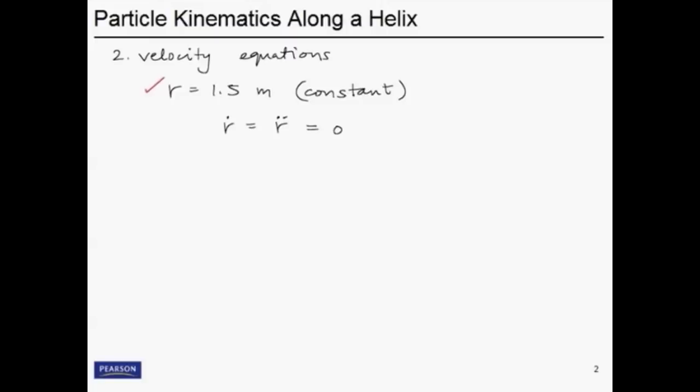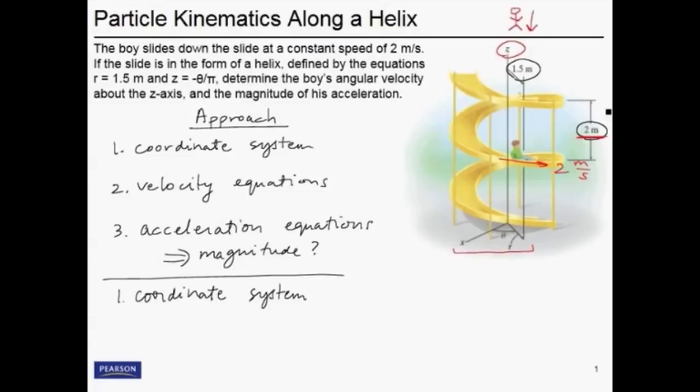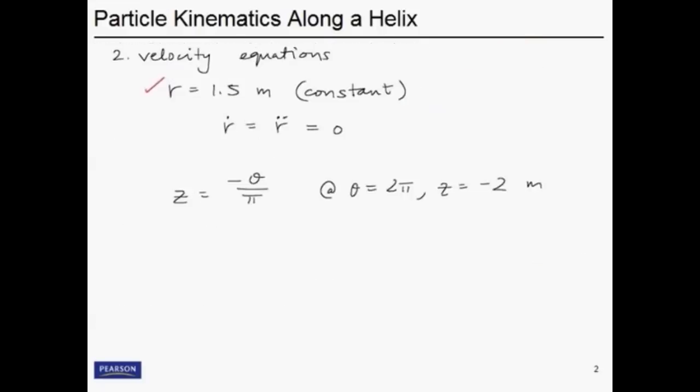Now the question is, what do we know about z and theta? Well, we're given some information in the problem statement that says z is equal to minus theta times 2, divided by pi. Okay, and that's an interesting observation because as we go from theta equals 0 to 2 pi, that is, we make one rotation around the outside of the helix, you can see that we are going down by 2 meters. So just to make that point, at theta equals 2 pi, z is equal to minus 2 meters. And if we go back to the figure, that's this value right there. So you can make sense of why that equation is describing the situation.